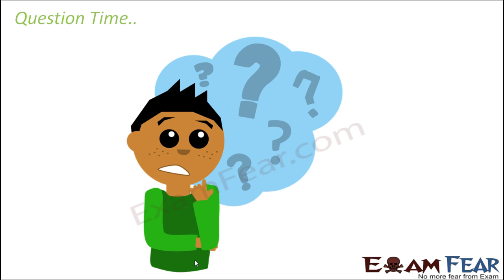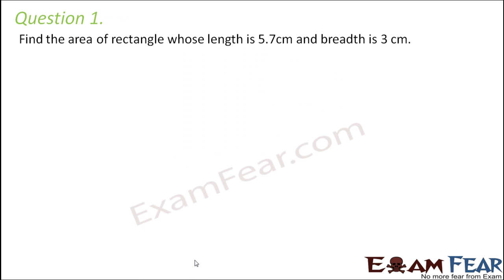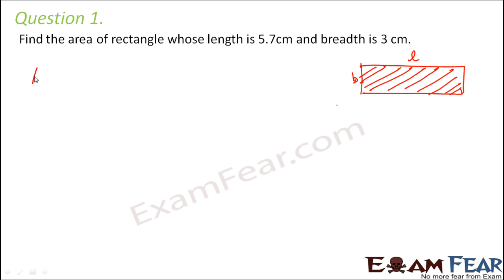So let us now look at some of the questions quickly. Question number 1. Find the area of a rectangle whose length is 5.7 centimeters and breadth is 3 centimeters. So let us suppose this is a rectangle. So the length is L and this is the breadth. So what would be the total area of the rectangle? Now we know that the area of a rectangle is given by length into breadth. So the length is given as 5.7 multiplied by 3.